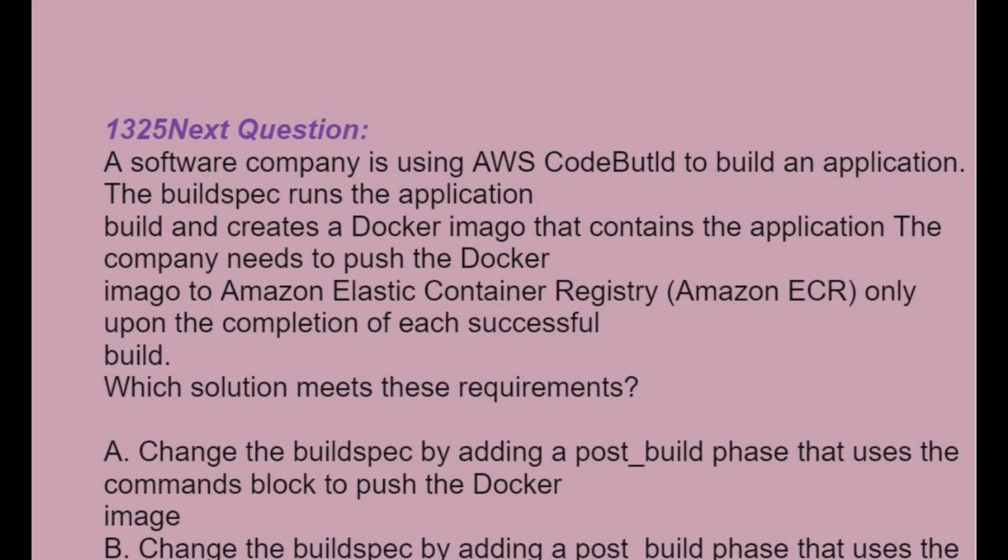Question is, a software company is using AWS CodeBuild to build an application. The buildspec runs the application build and creates a Docker image that contains the application. The company needs to push the Docker image to Amazon Elastic Container Registry, Amazon ECR, only upon the completion of each successful build. Which solution meets these requirements?